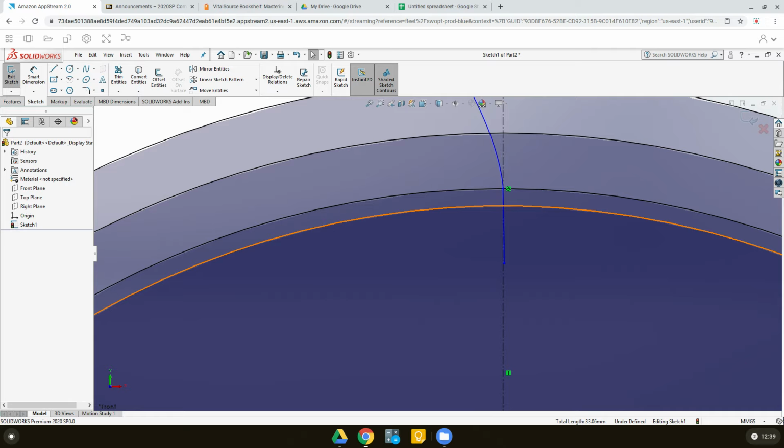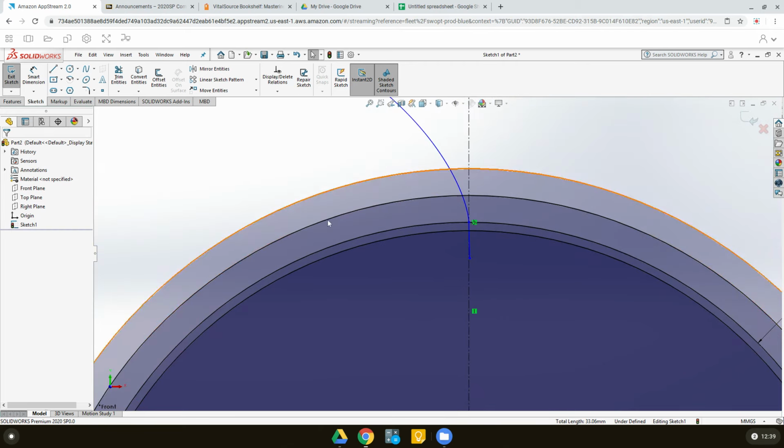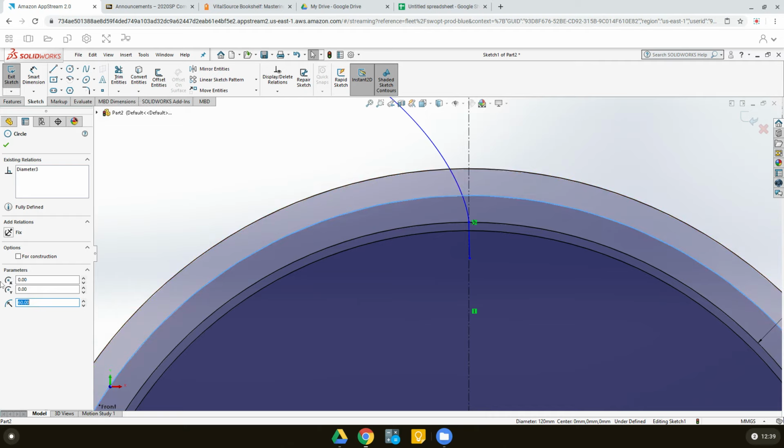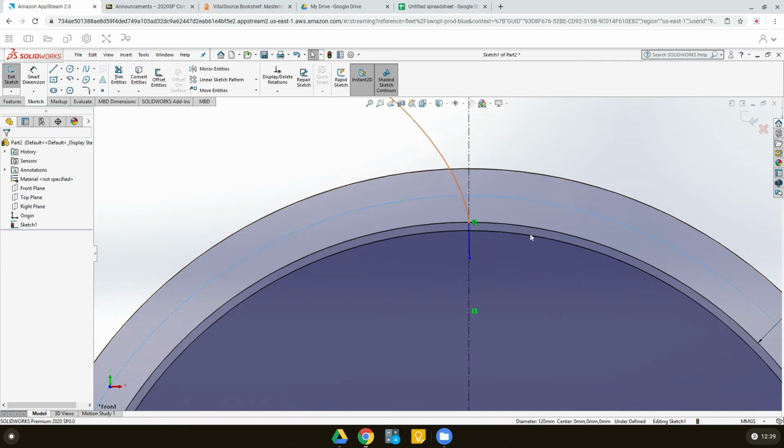Then what I need to do is, this pitch circle. The pitch circle is really for reference purposes, so we can make it construction geometry. So I'm going to click on this pitch circle and make it construction, because it's really not part of the final sketch.